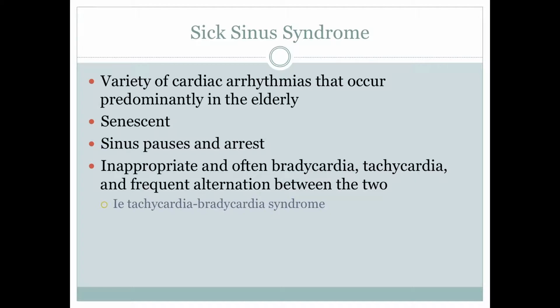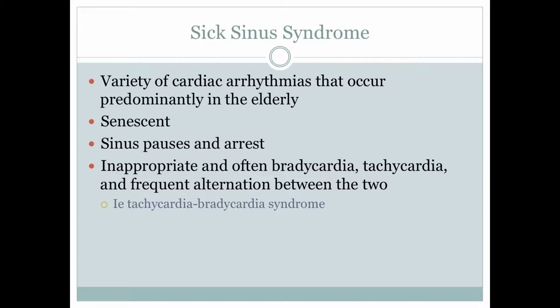So moving into sick sinus syndrome, this is basically a variety of cardiac arrhythmias that occur in the elderly, can occur with sinus pauses, arrests, inappropriate bradycardia, tachycardia. Basically the sinus node does kind of whatever it wants, and it can flip-flop between sinus bradycardia and sinus tachycardia. It's not terribly obvious, and I couldn't find any good examples out there, but it's just something that you should know about.